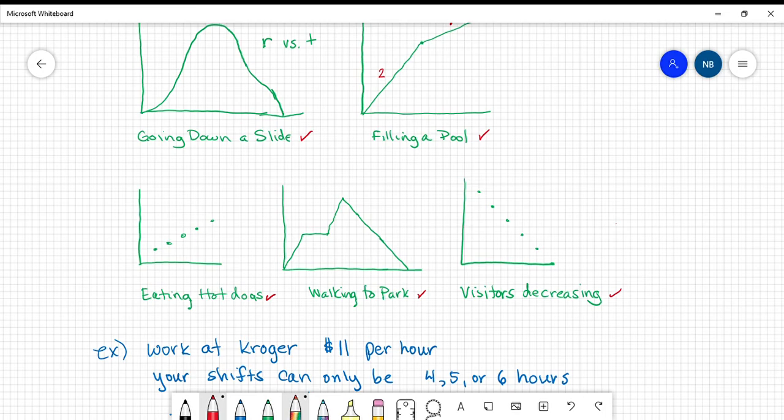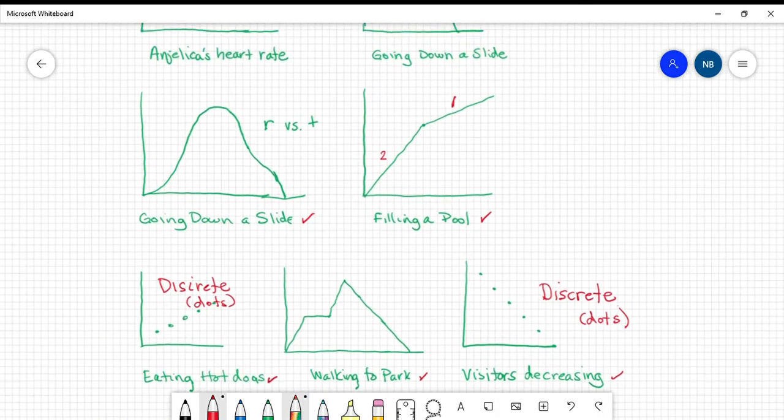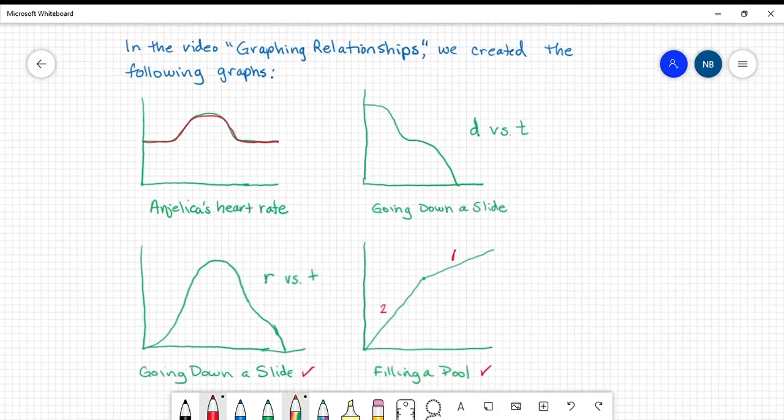Now, at the time of this video, I did mention that this last graph was the graph of a discrete function, and noted that it's made of dots. And the eating hot dogs also was a discrete function, because, again, it's made of dots. Well, the other graphs have a similar characteristic, or sort of an opposite characteristic.